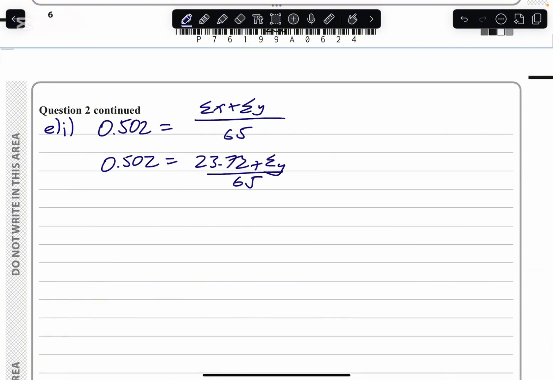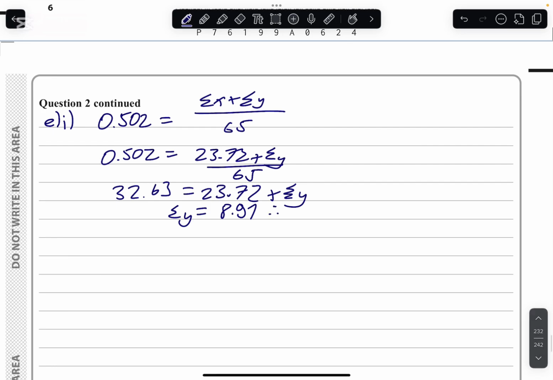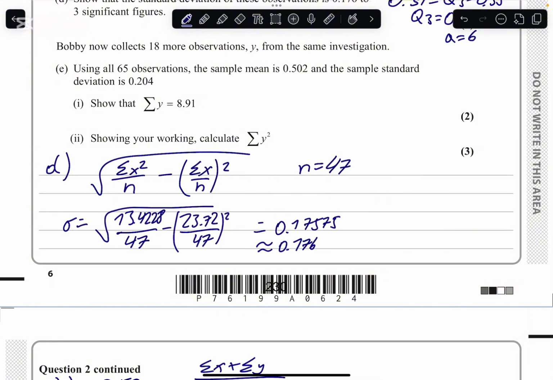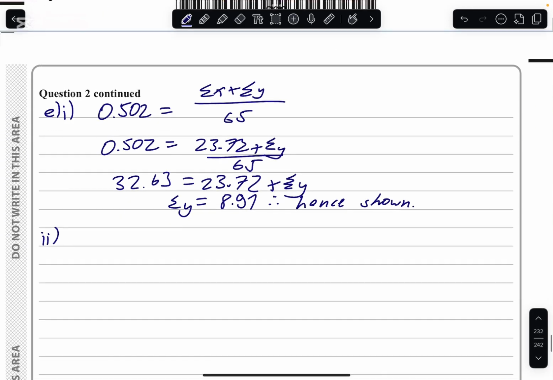Taking the 65 to the other side, we get a value of 32.63 is equal to 23.72 plus Σy. Leaving Σy alone, we get a value of 8.91 for Σy, which we needed to show, so hence shown. In part II, we need to calculate Σy². We are given the standard deviation, which is 0.204.